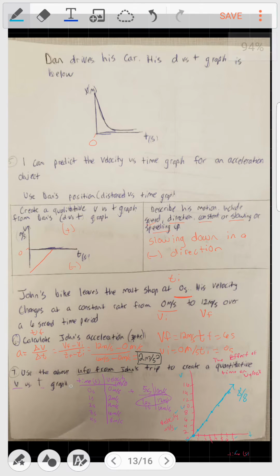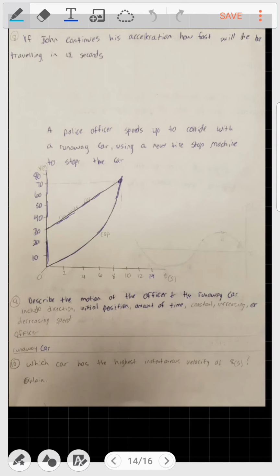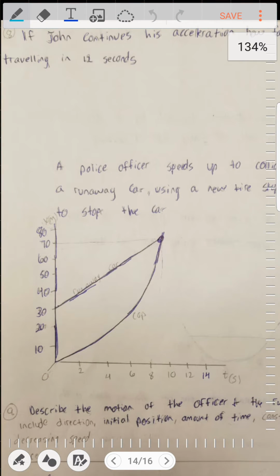So did I use the above info from John's trip to create a quantitative velocity versus time graph? Yes, I did. So the next one. If John continues on his acceleration, how fast will he be traveling in 12 seconds? Now it's asking for velocity. Now remember, this is the equation: A equals V over T. What's my A? First things first, let's write down our variables. A equals, T equals, and I don't know V, equals question mark.